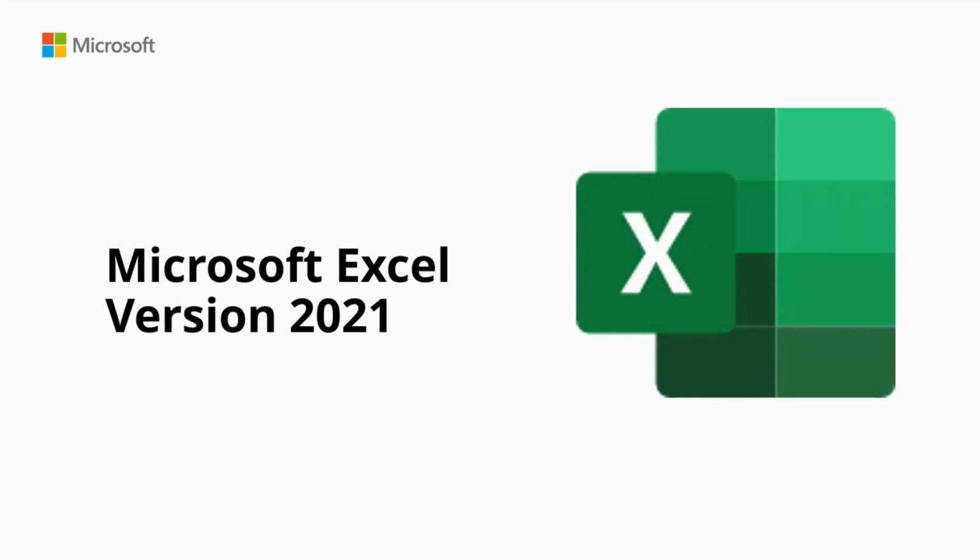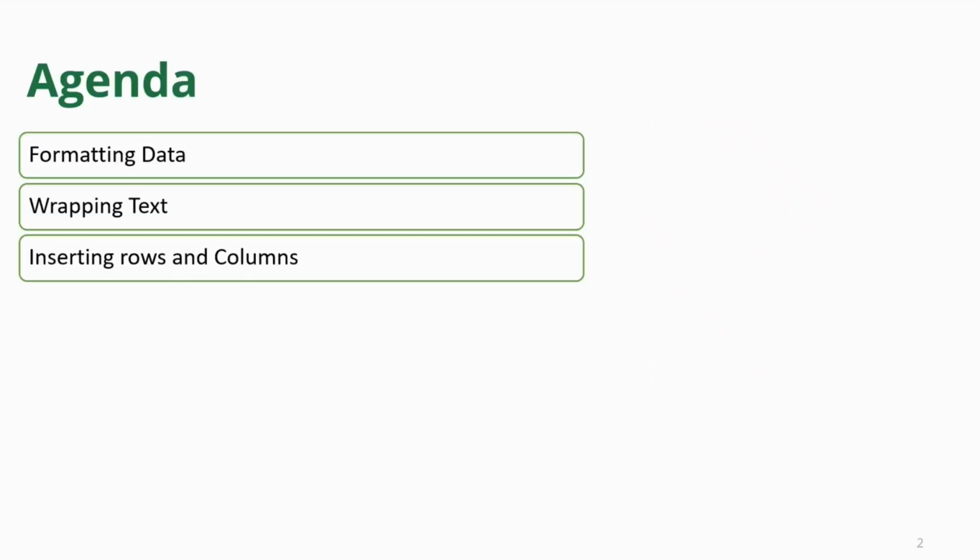Thank you. Welcome to another session of Microsoft Excel. We have learned about what is Microsoft Excel, why do we need to learn Microsoft Excel, the different ribbon menus that are there, the different page layout, what comprises Microsoft Excel. So right now, we are going to learn a few important features of Microsoft Excel. So let's begin our session for today. We are going to start with formatting data in Microsoft Excel, followed by wrapping text, and then inserting rows and columns.